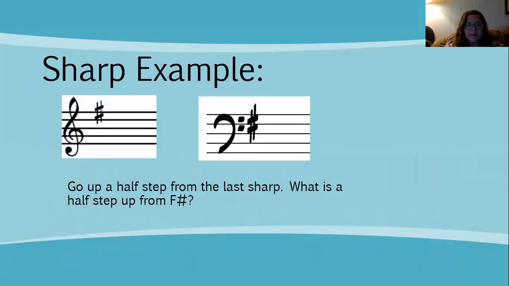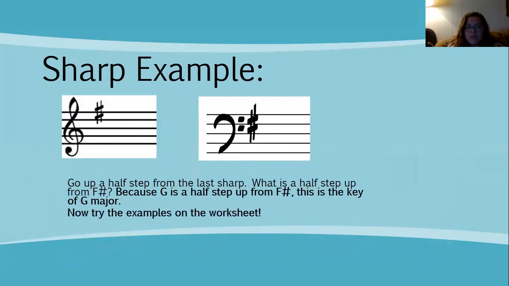Okay, so let's look at a sharp one then. We go to the last sharp, which is only one. It's F sharp. We go up a half step from that and we get G. So that means we're in the key of G major.